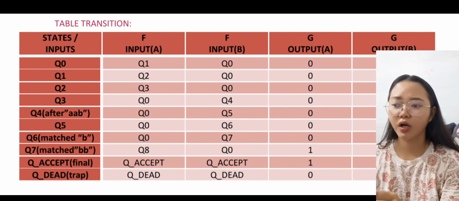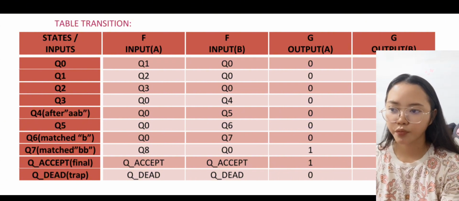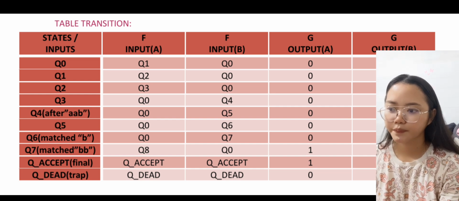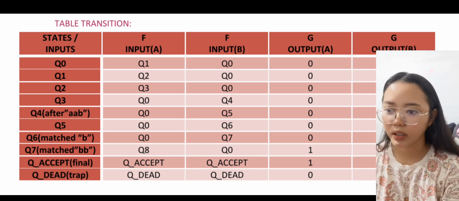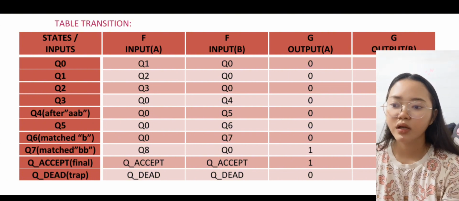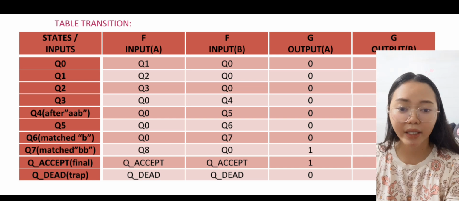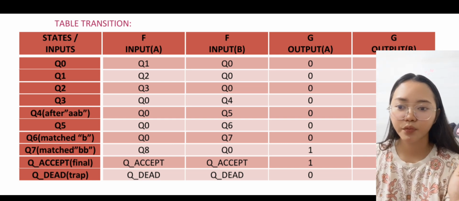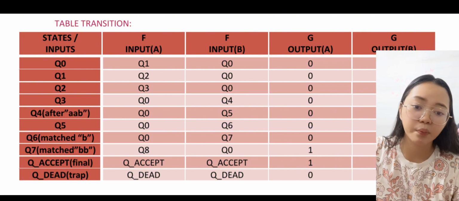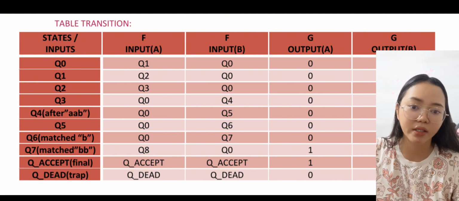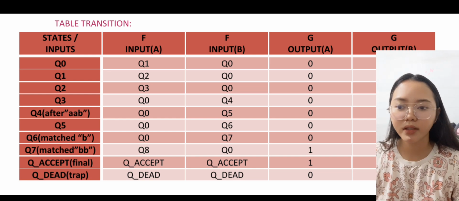Now moving to the second problem. We were asked to create an automaton that accepts strings that start with AAAA and end with BBA. As you can see here, I have a typo: I put AAAN, but it's supposed to be AAAA.